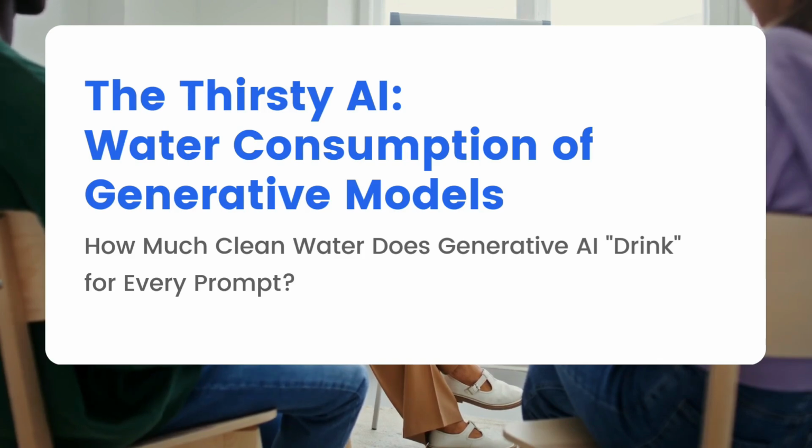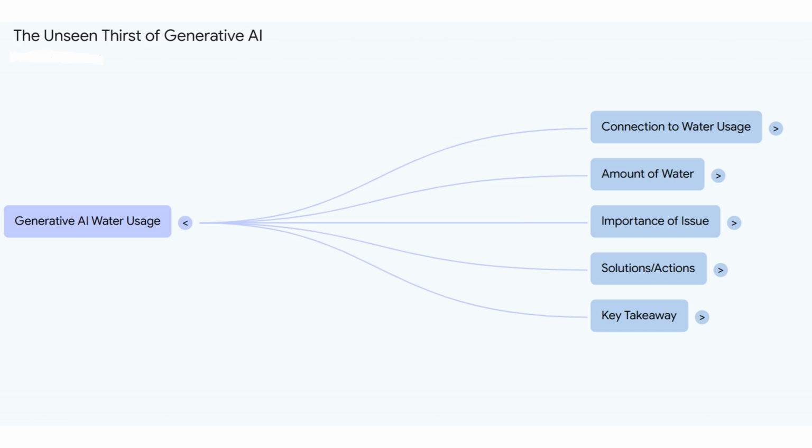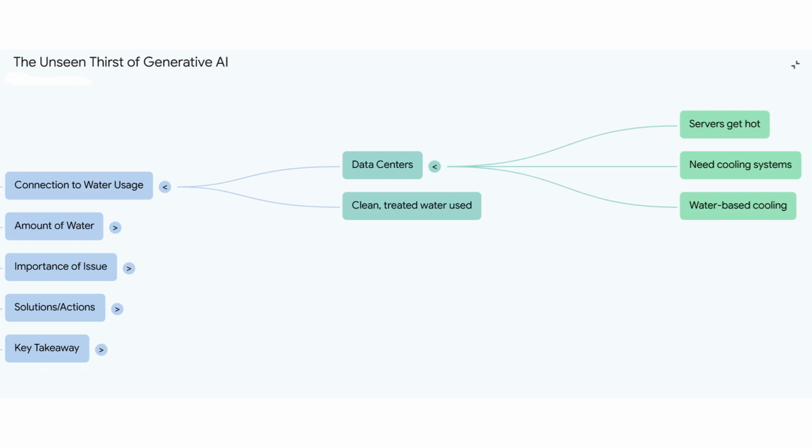Exactly. And that's our mission for this deep dive, really. To unpack why generative AI needs water in the first place, get a handle on how much, and then explore what we can actually do about it collectively. Okay, so let's start there, because I think for many people it sounds strange. Why on earth does AI, specifically generative AI, need water?